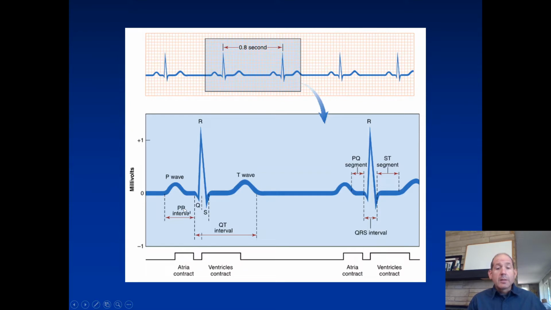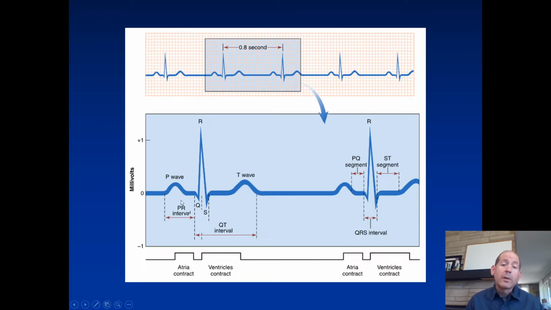So if someone has an AV node block, that would influence the duration of the PR interval and usually tend to make it longer. So I'd like you to associate the PR interval with AV node function. The normal PR interval is 0.12 to 0.2 seconds. So again, PR interval is 0.12 to 0.2 seconds, and you should commit those numbers to memory. So if the PR interval is longer than 0.2 seconds, that would be suggestive of an AV node block.